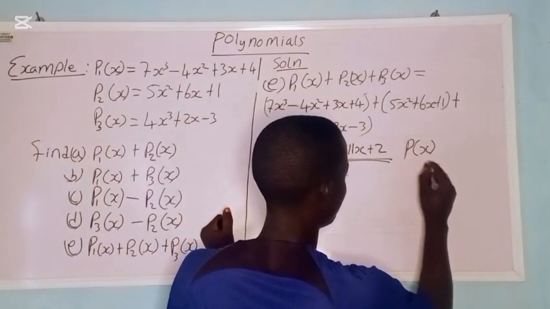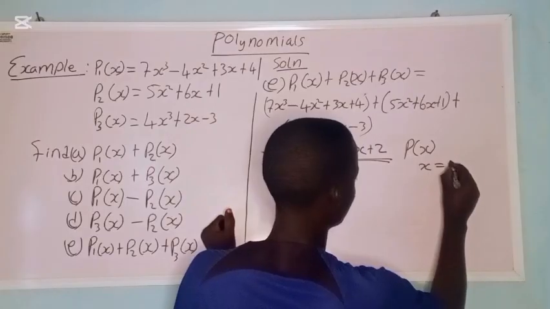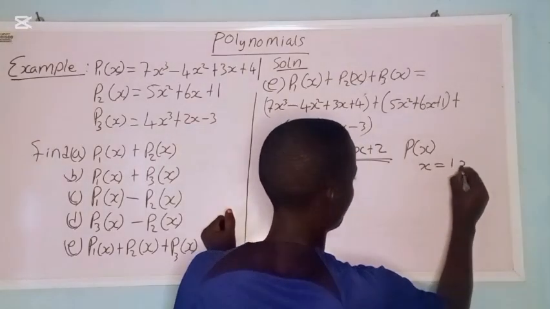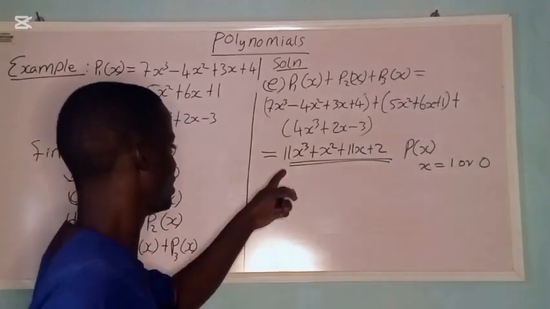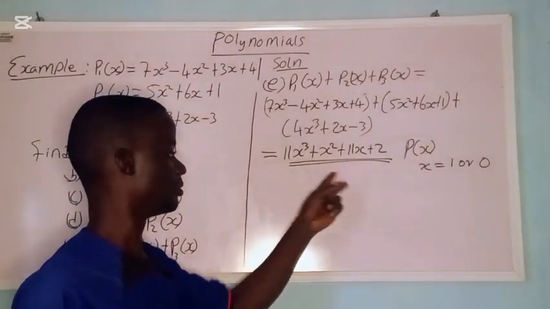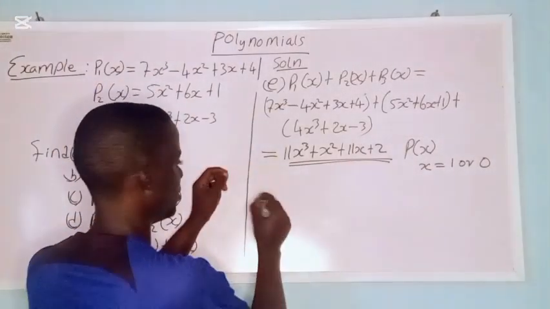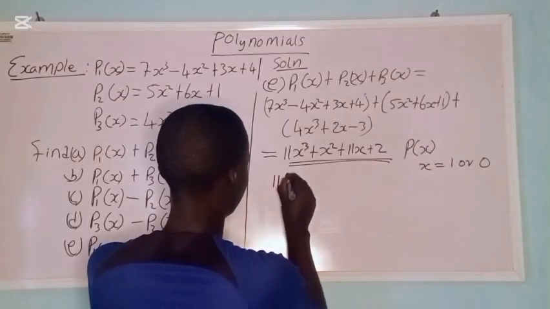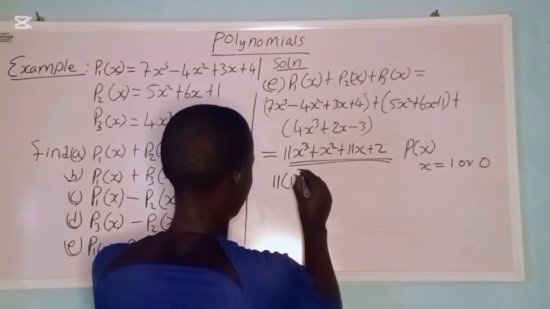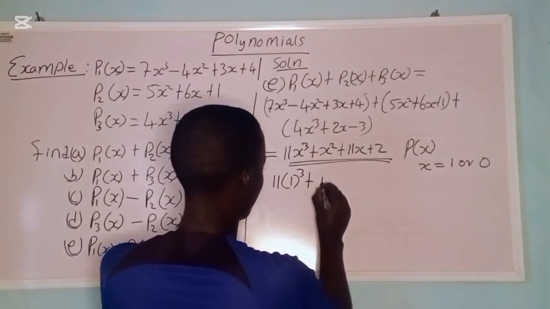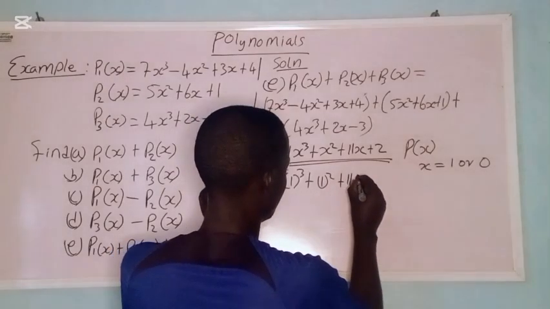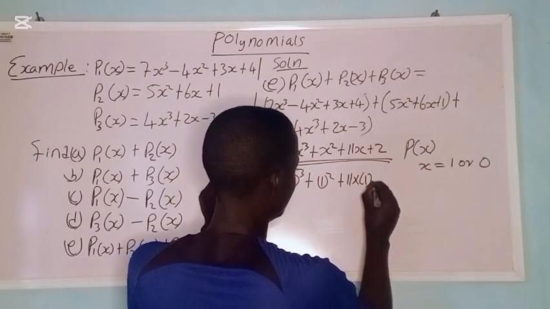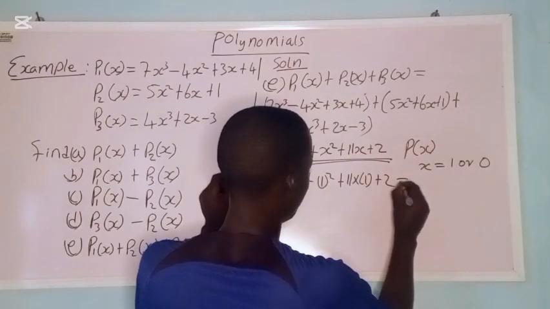Now, since we have found this one, I said that okay, let's say if x is equal to 1, or let me see, or 0. So now let's put the value of x to be 1 or 0. So now let's first start with 1. Let's say 11, all in bracket, 1 to the power of 3 plus 1 to the power of 2 plus 11 times 1 plus 2 will now be equal to what?